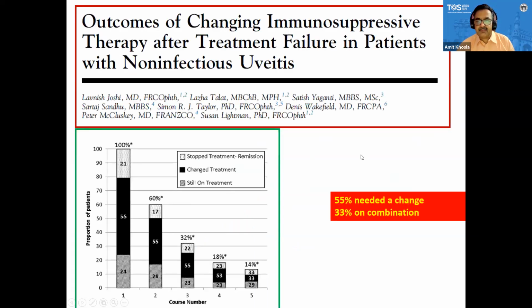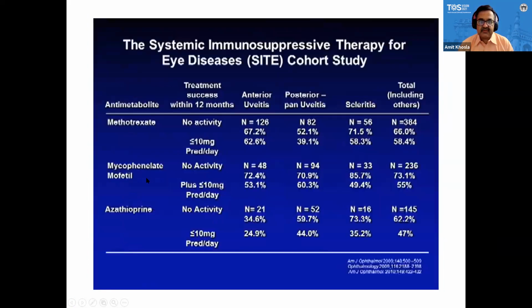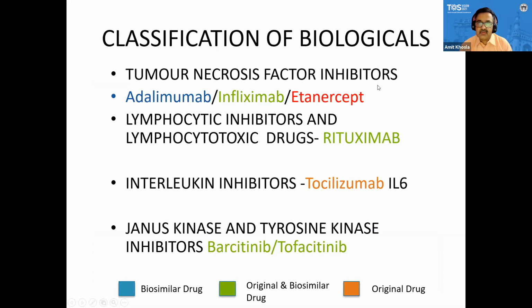And as you all know, 55% of patients who are on DMARDs require a change or were given a combination of drugs. So the SITE trial, which analyzed data on DMARDs from 1979 to 2005, showed that methotrexate and azathioprine had about 60 to 70% efficacy in reducing the steroid dose to less than 10 milligram, or in some patients had a remission. So still we had about 30-40% of patients who were not responding, and we needed some other group. And biologicals have shown us the way that yes, in addition to the DMARDs, they can help us control the disease and prevent vision loss. So I will just tell you the drugs which we use today in India, which are available and which you need to know about.